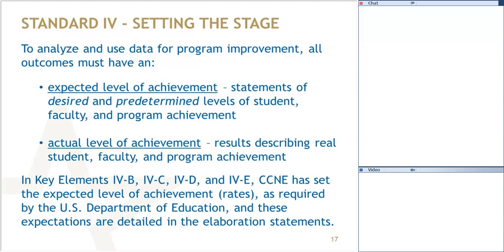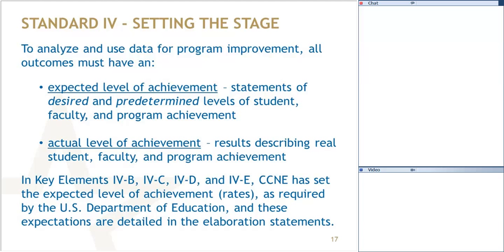So we all like to dream big, right? And so sometimes we are able to exceed our expected level of achievement. So perhaps we've set an expectation at 70% or 80%, but the actual level of achievement is higher than that. Perhaps it's 90 or 100%. Or sometimes it is less than what we hoped for. So you might have an actual level of achievement that is 50%, for instance, as opposed to that 80%. So when you're looking at your data and when you're talking about your data, you want to talk about the expected level of achievement, and that's what's stated in your outcome. And then the actual level of achievement is where you talk about what actually happened.